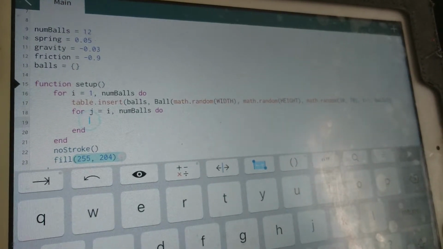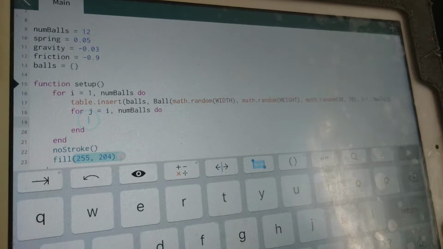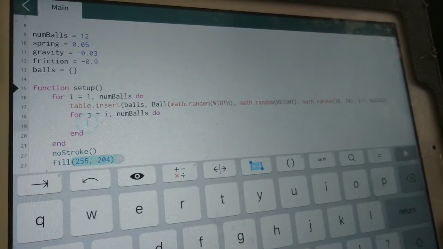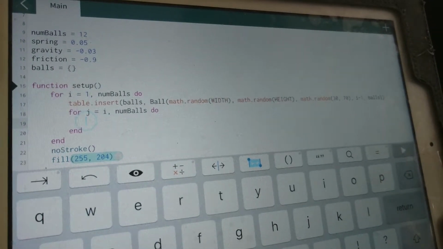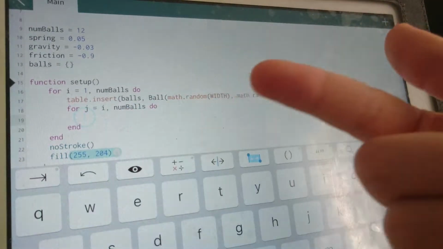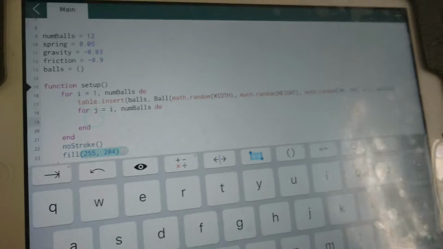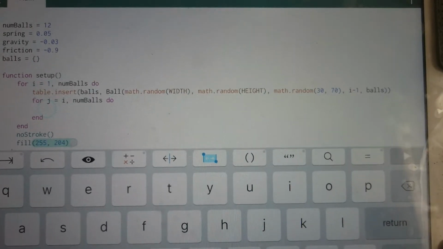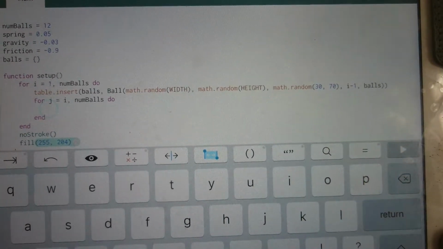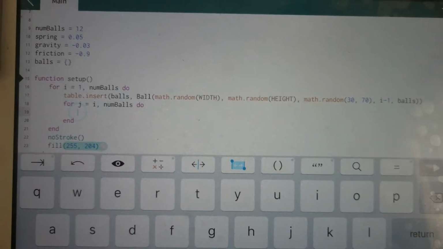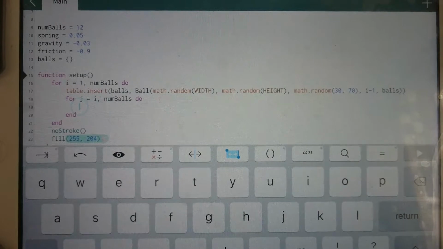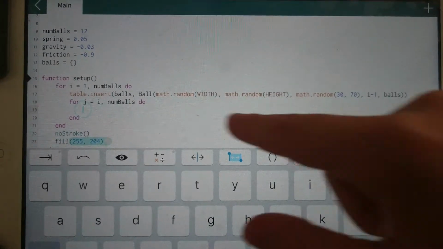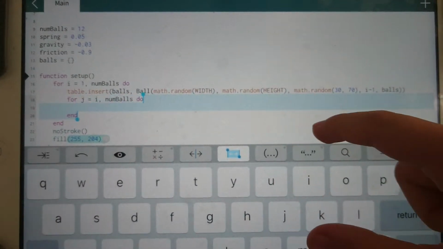Oh boy. So here's the thing. They have got to know about every single ball, and I don't know every single ball at this point. This is where I need to make the balls first.